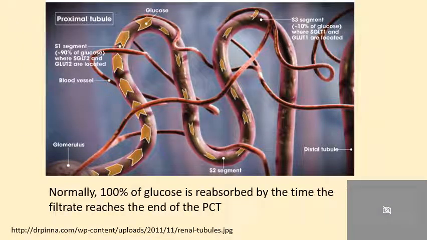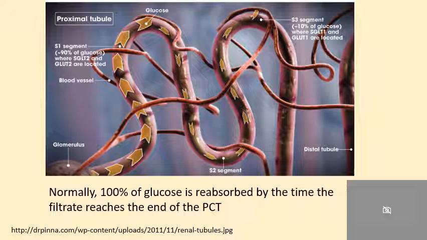I love this diagram. I found it somewhere online, and we see here the proximal convoluted tubule and the surrounding peritubular capillaries. And there are yellow arrows that are part of the filtrate. As that filtrate flows through the proximal convoluted tubule, notice the width of the yellow arrows decreases across the space. The width of the yellow arrow represents the relative concentration of glucose in the filtrate.